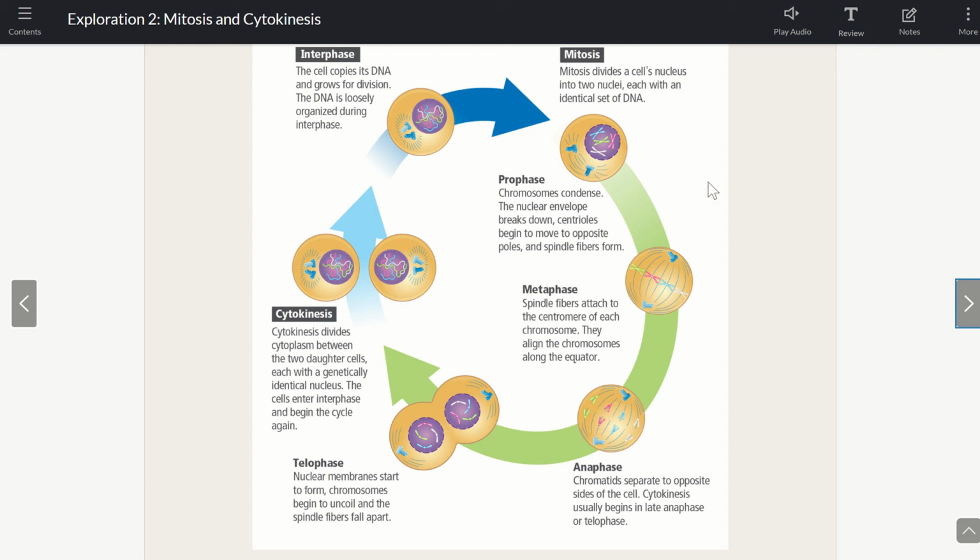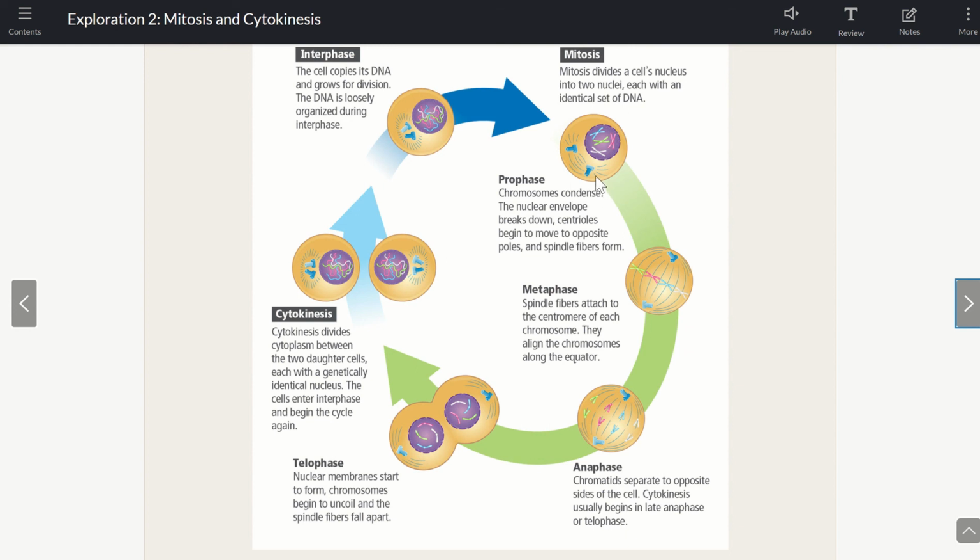In the prophase, we go from a loose chromatin form into a condensed chromatid form. We start to see the X-shaped structures, which tells us that each of those chromatids has a copy. And we also start to see that centrosome develop with the spindle fibers and the centrioles.